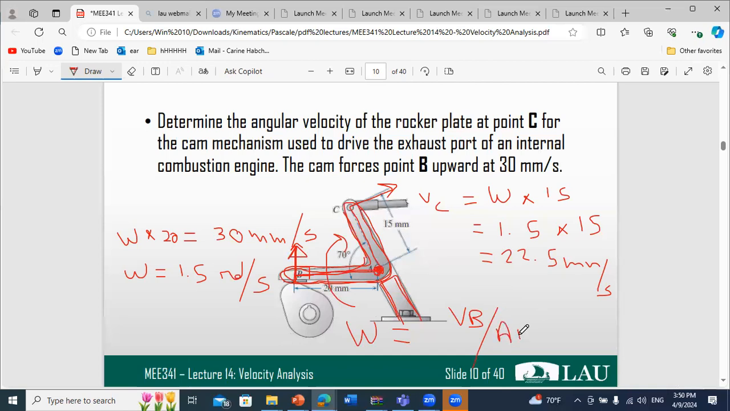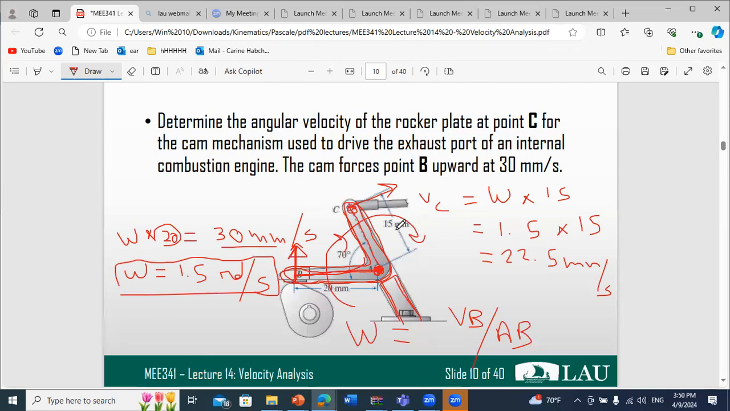So we have both, AB is given and the velocity is given. So we deduce that omega is 30 millimeters per second, which is the velocity, over the distance, which is 20 millimeters. So we get omega in radian per second because millimeter will cancel out. So we have omega in radian per second equals 1.5. Now, since it's one rigid body, the angular velocity is the same for all points at this instant. So now we are able to determine the velocity of point C because C is also rotating about A at the same angular velocity of rotation.